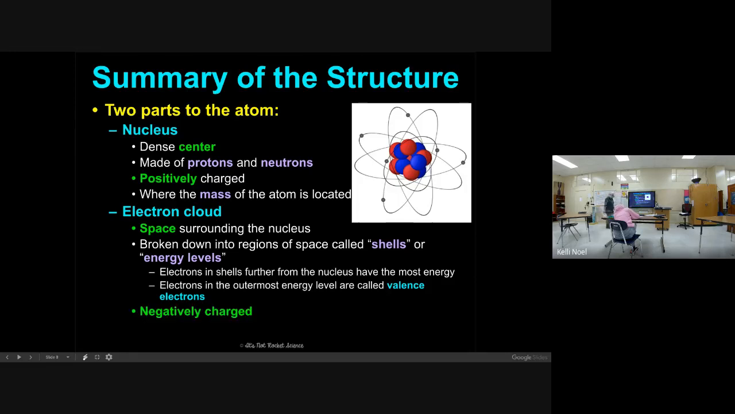Negatively charged. Protons start with a P, positively charged. Neutrons start with nu, Neu for neutral. Electrons are negatively charged. And this is where the volume of the atom is. So if you're asked a question, where would you find most of the mass? You would say in the nucleus. If you're asking about the volume, the most space, you're talking about the electron cloud.